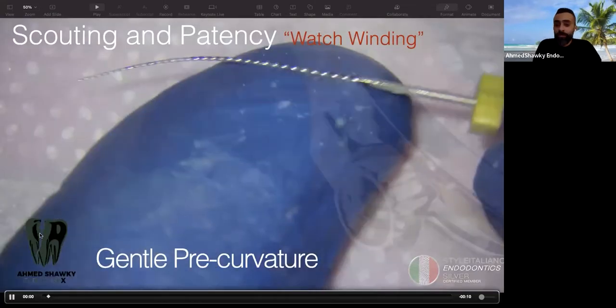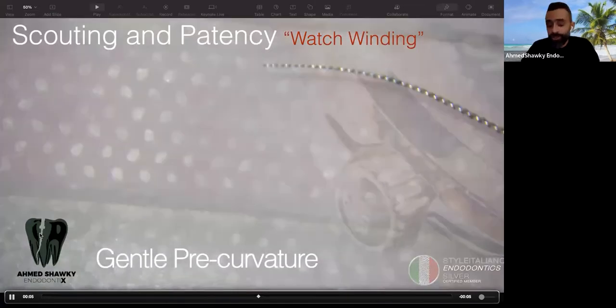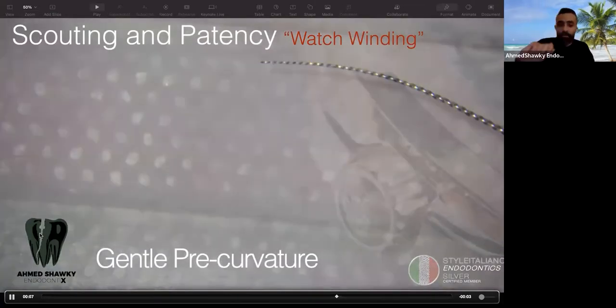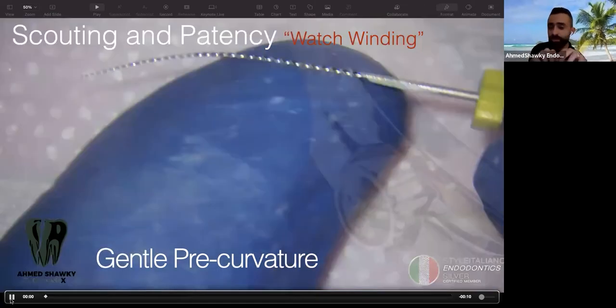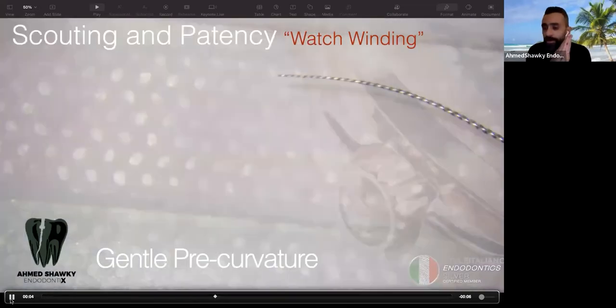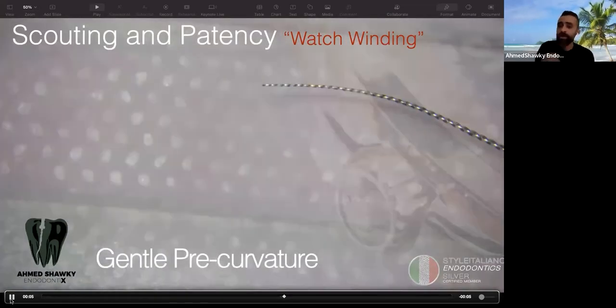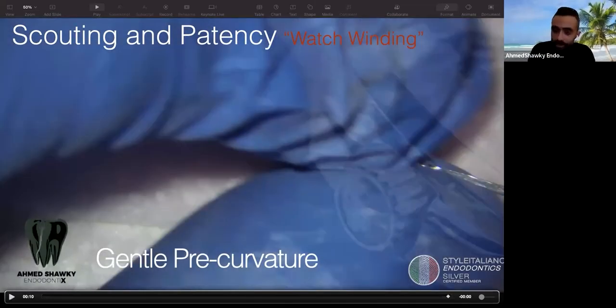The first step of the watch winding is the gentle precurvature. You can use the perfect endo file bender. It's a very nice device to bend files, to precurve files. And if you still didn't get this tool, you can just take it on your thumb and impose a very gentle curvature. This will allow the file to take the anatomy, okay?